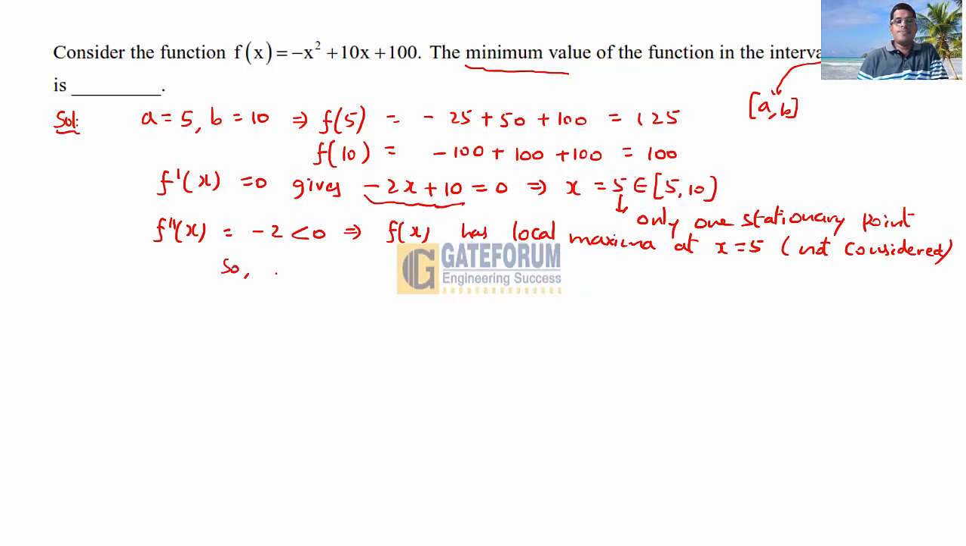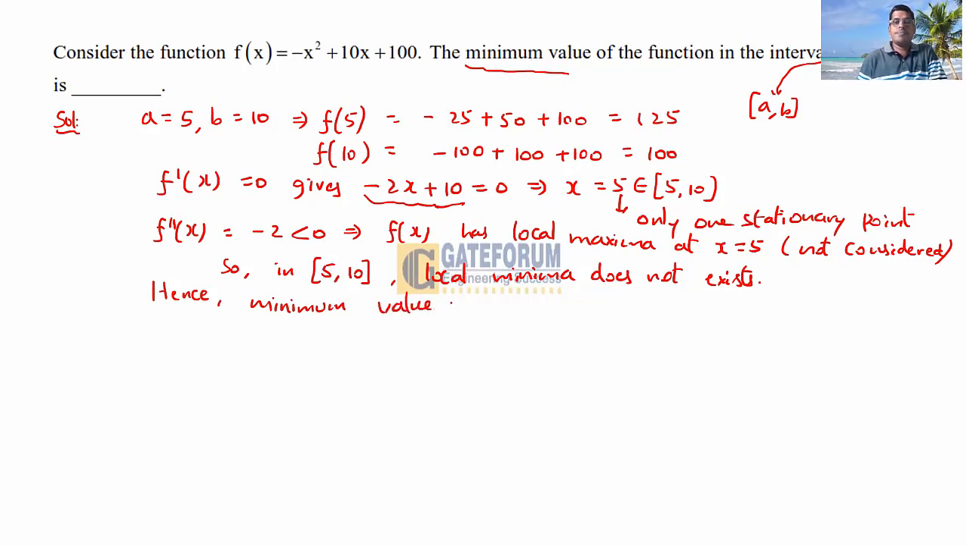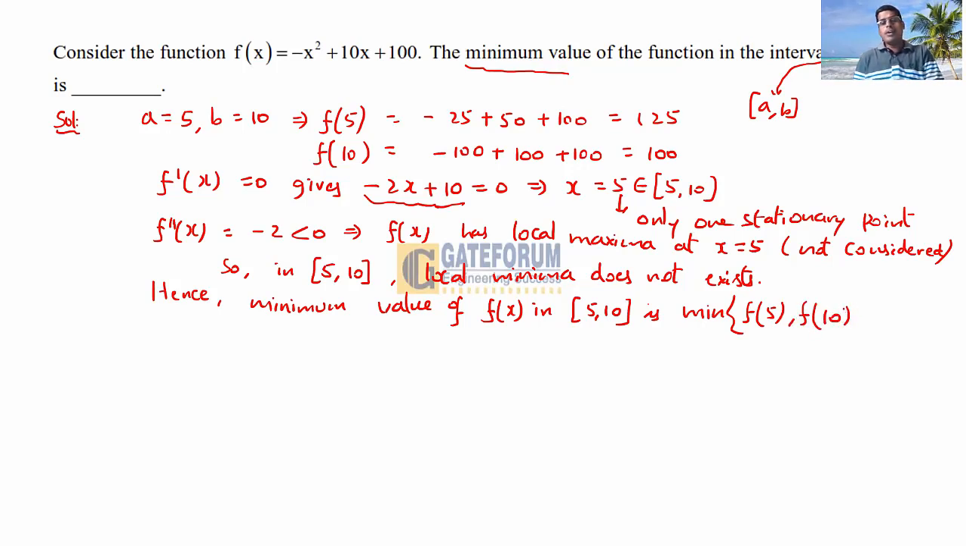So that means in the closed interval 5 comma 10, a local minimum does not exist, because we got only one stationary point. Hence the minimum value of f of x in the closed interval a comma b, 5 comma 10, is the minimum of f of a, f of 10, comma all local minimum values, but here a local minimum does not exist. So f of 5 is 125, f of 10 is 100, minimum of 125 comma 100 is 100. So here minimum value means global minimum value.